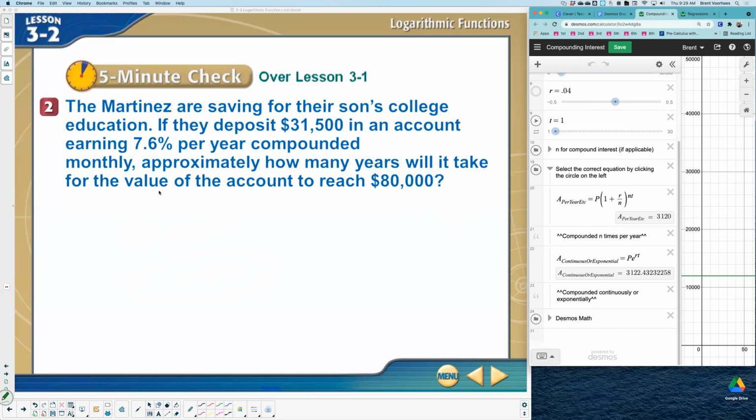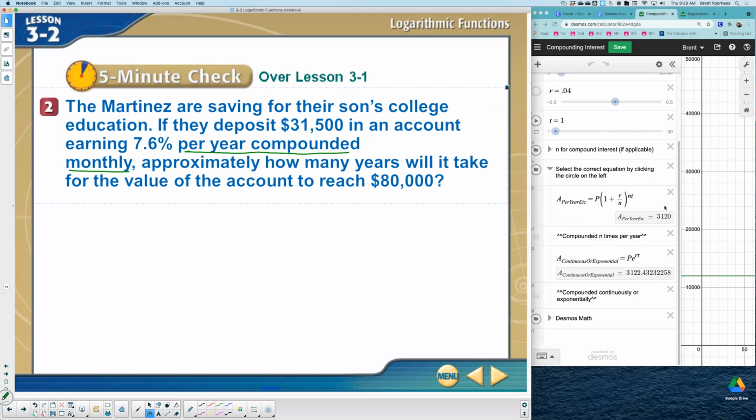Per year. How many times per year? 12. 12, sweet. So now we know the formula we're going to use is this top formula. Instead of getting it from the formula chart, I'll just take it from right here. The formula is A equals P times (1 plus R divided by N) raised to the power of NT. Again, that's on the formula chart, but it's also on my calculator. So I just got it from right there.